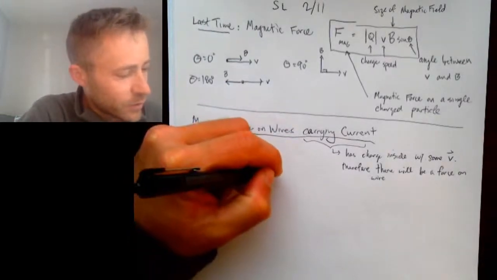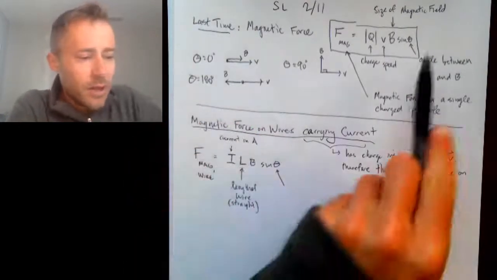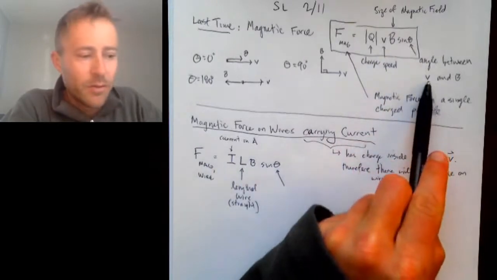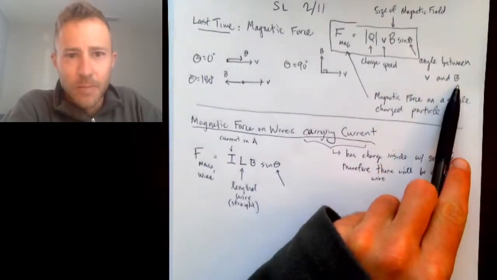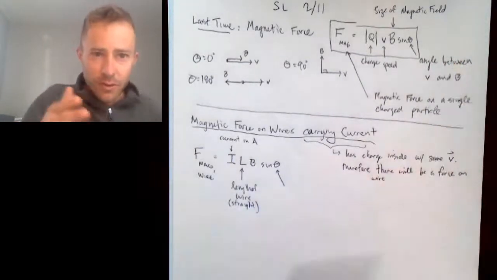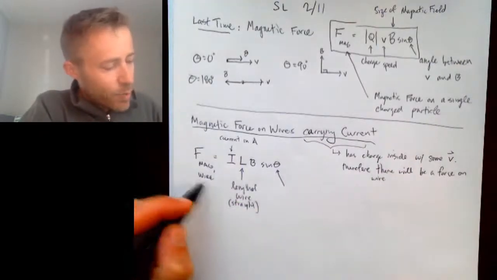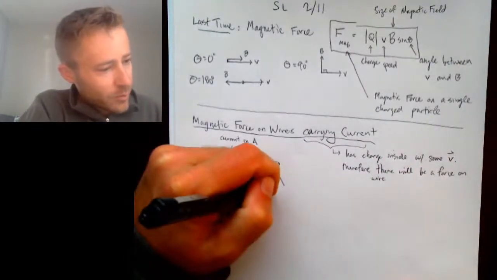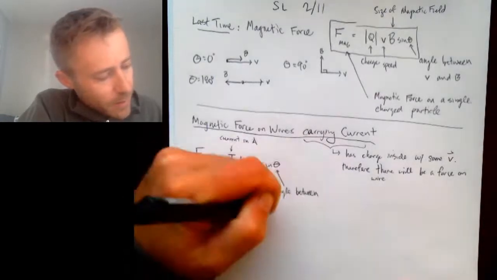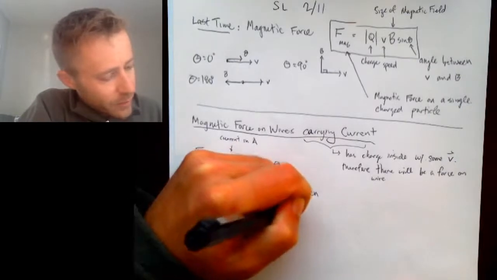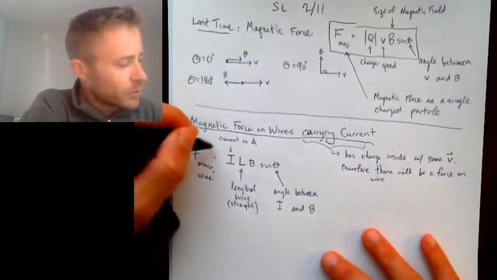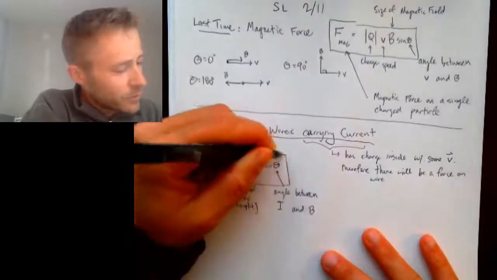In the case of a single particle, the angle is the angle between the velocity and the magnetic field. But we can think about current as sort of the flow of charge, right? So if you have a wire, this angle is the angle between the current and the magnetic field. So this is one of our formulas for today.